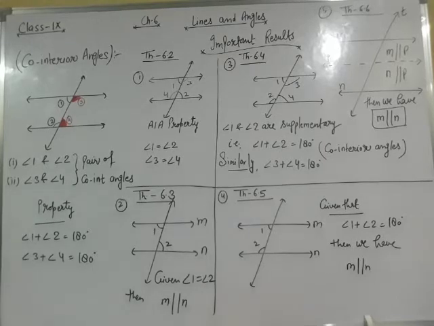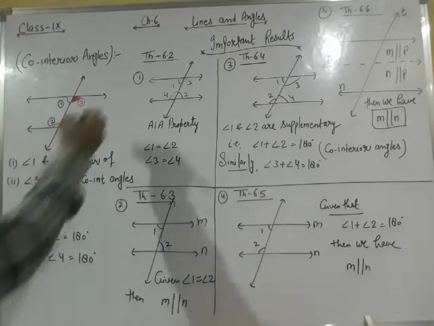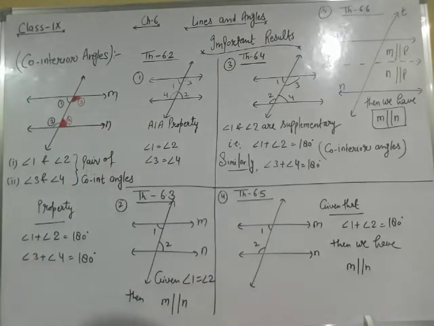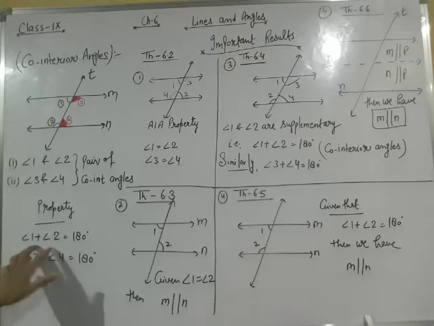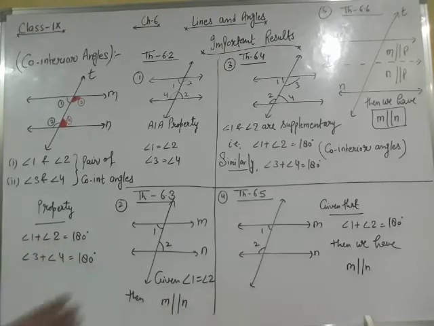Now there is a property of co-interior angles. If two lines are parallel, suppose line M and line N, and this is the transversal. So if line M and N are parallel and a transversal T intersects these two lines at different points, then the two co-interior angles form a linear pair. Linear pair means the sum of the angles will be equal to 180 degrees, or we can say the two angles are supplementary. Supplementary means the sum of the two angles is equal to 180 degrees, right?